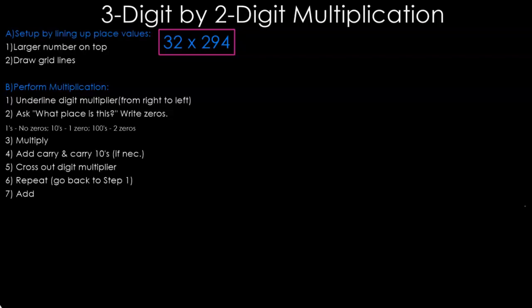All right, so where should we start? Step A says set up by lining up place values. We're going to place the larger number on top. So 32 times 294, which is the larger number? Obviously, 294 is the larger number, times 32. Now we want to make sure we line up our place values.